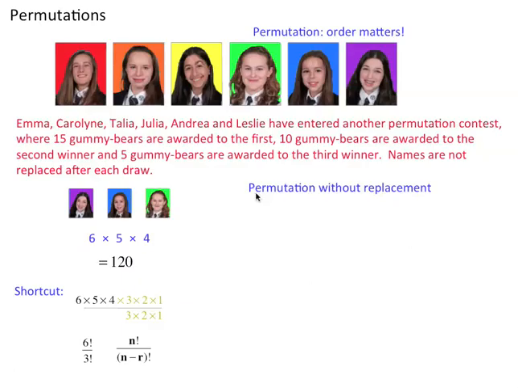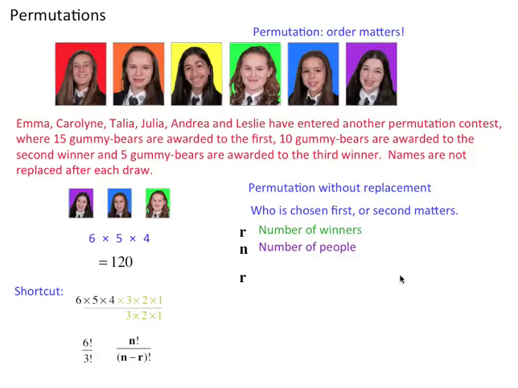Okay, so this is a permutation without replacement. All right, who is chosen first or second matters. That's why it's a permutation. Okay, just remember that r is our number of winners in this case. Okay, we only have 3 winners, and n is our number of people that we're choosing from. Right, so r is the number of restricted choices. So restricted r. Okay, and n is the number of objects to choose from.